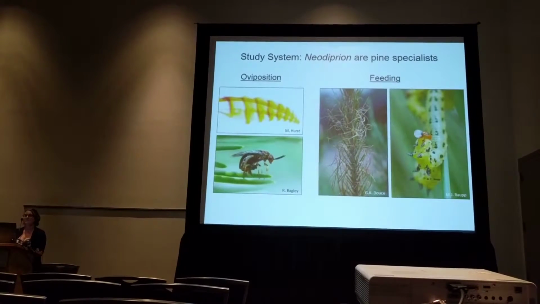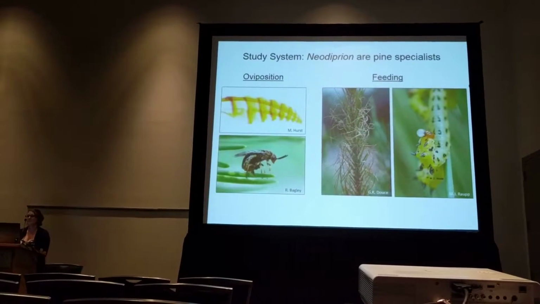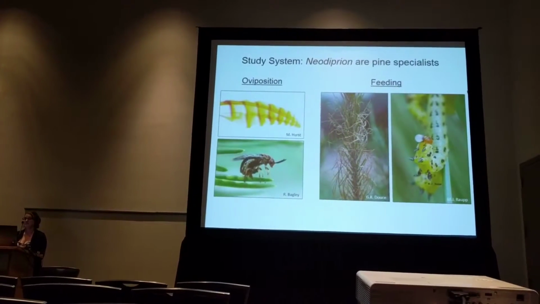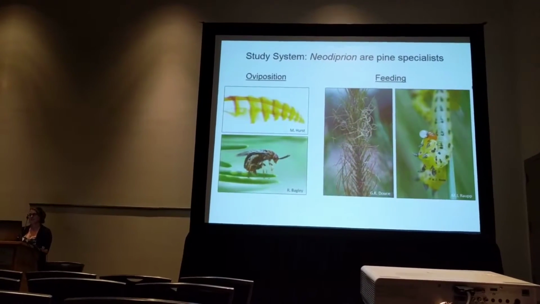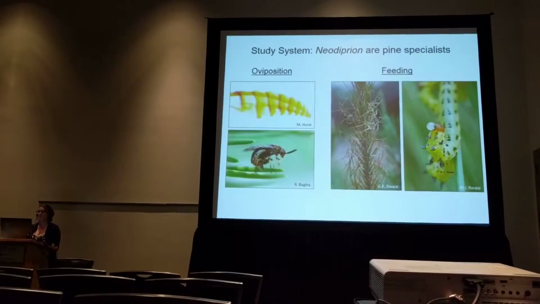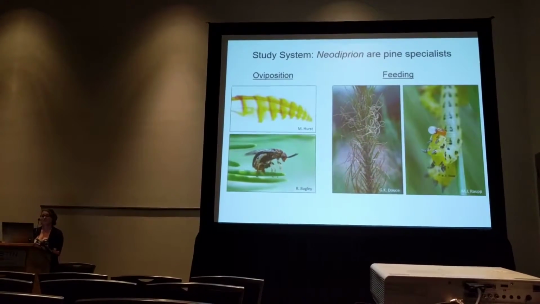Additionally, as larvae, they have feeding adaptations. You can see here in this photo where a small instar larva actually eats around the edge of the needle so that they don't eat into the pine resin canal. Whereas later instar larvae actually sequester the resin so they can use it later as a defensive mechanism by regurgitating it.